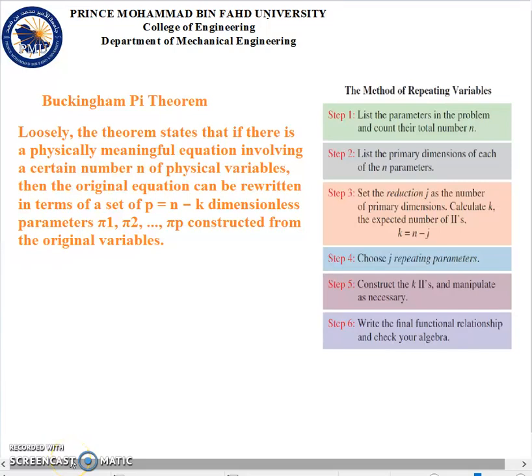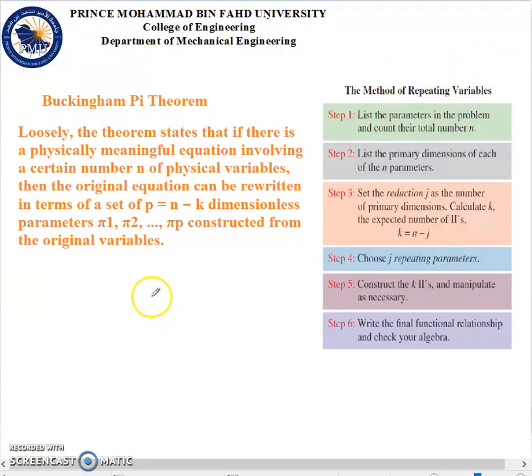Hello, in this video we are going to talk about the Buckingham Pi Theorem and the method of repeating variables. So loosely, the Buckingham Pi Theorem states that if there is a physically meaningful equation involving a certain number n of physical variables, then the original equation can be rewritten in terms of a set of p equal n minus k dimensionless parameters, which are pi1, pi2 up to pi p, constructed from the original variables. The easiest way to apply the Buckingham Pi Theorem is the method of repeating variables.